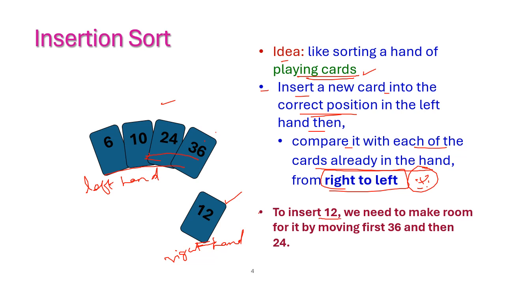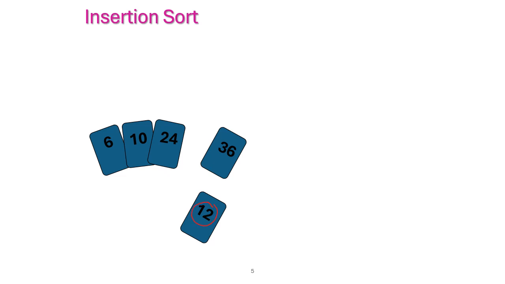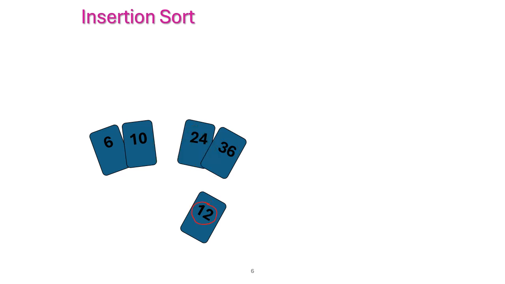Now we need to insert the card 12, and we have to make room for this 12 by moving 36 and 24. Then only can we insert 12, right? First, this 12 will be compared with 36. 12 is less than 36, hence the 36 will move towards the right side so that it will create some place for holding this 12 here. Then 12 will be compared with the next card. Here 12 is less than 24, isn't it? Then 24 should be moved towards the right side so that it will create some space for this 12. And now this 12 is compared with the 10, but 12 is greater than 10, so this is the right place for the card 12. So the card 12 will be inserted in this shape.